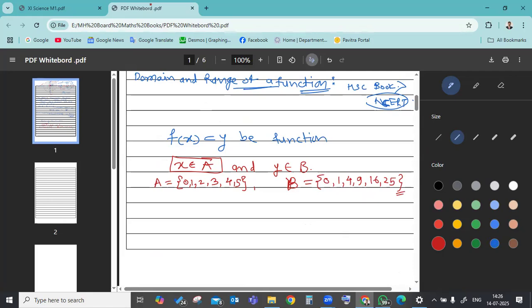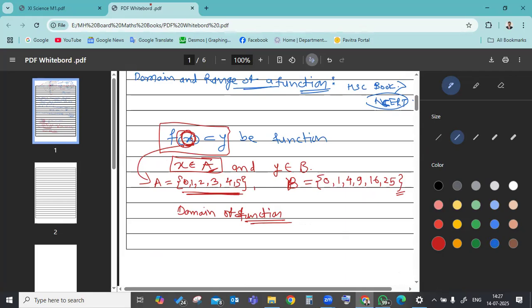Okay, so see, f of x equals y. That means for each value of x in the set A, we have a choice for x from set A only. All values of x must be from set A. So this set is called the domain of the function. Are you getting it?